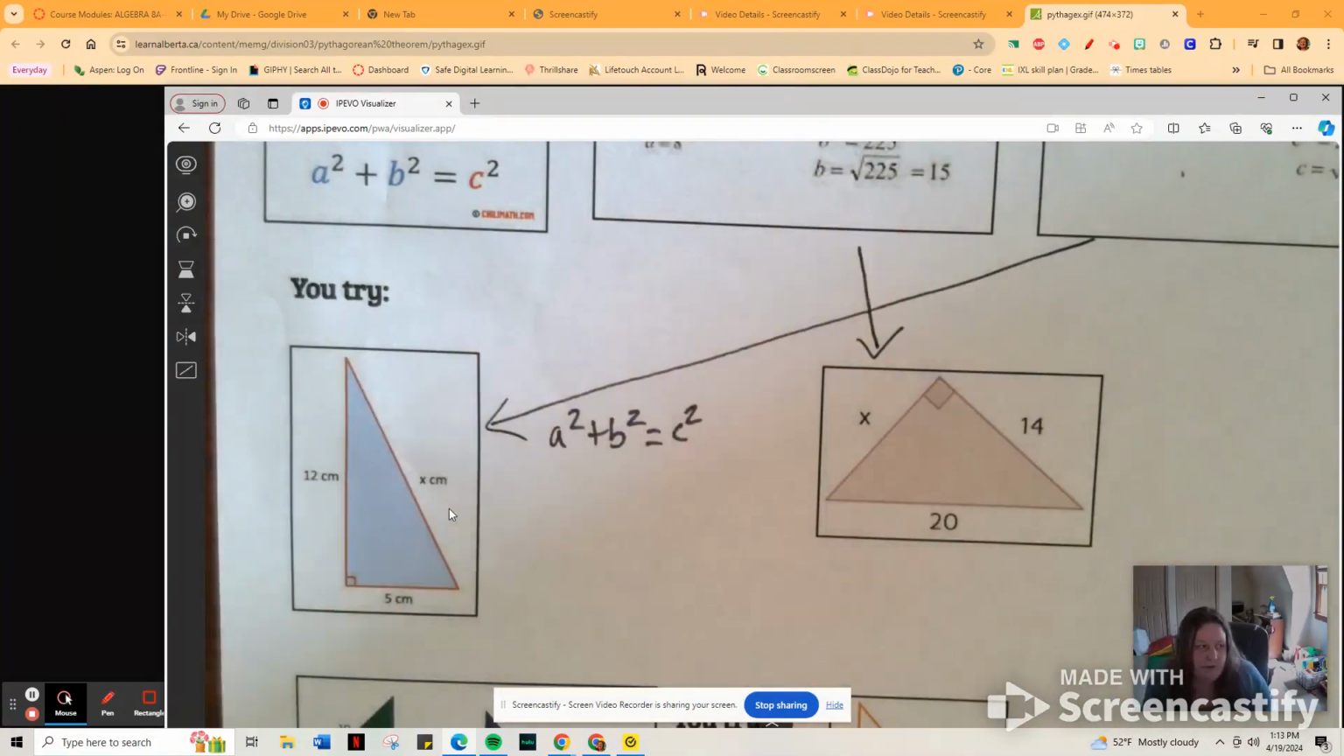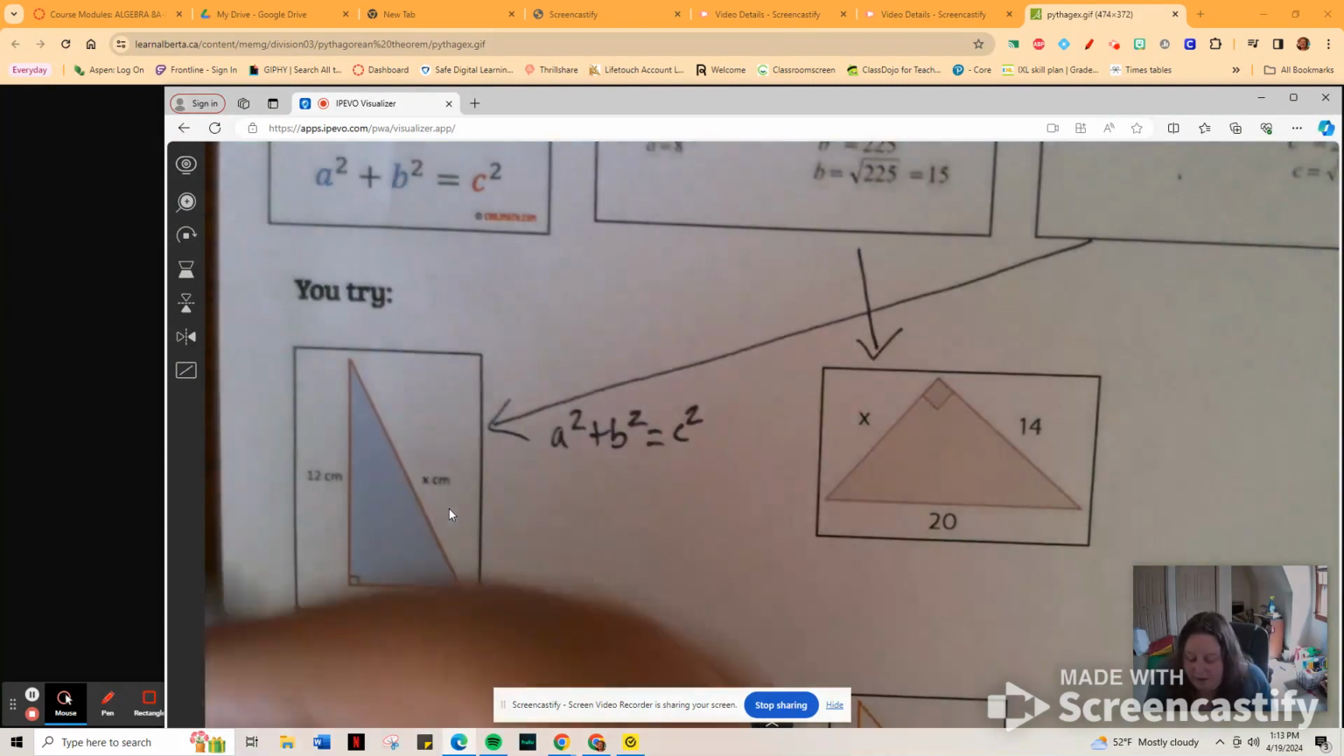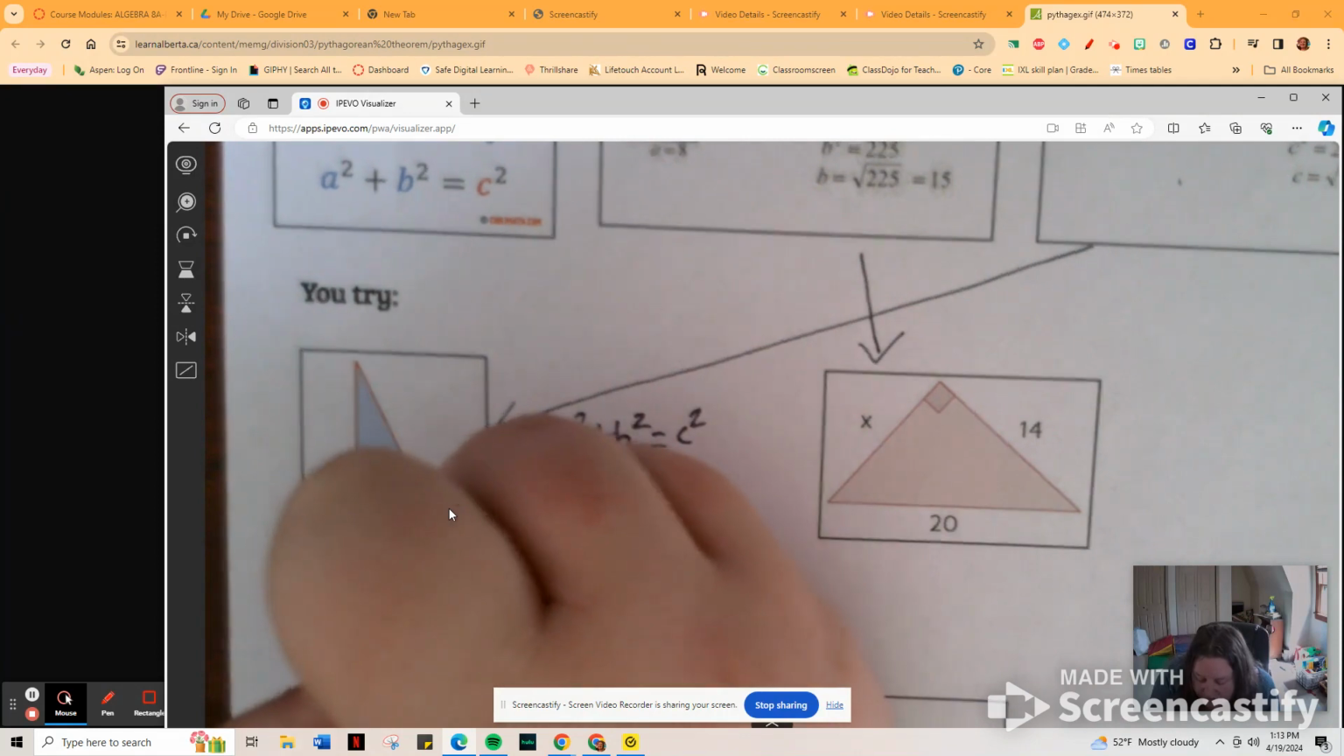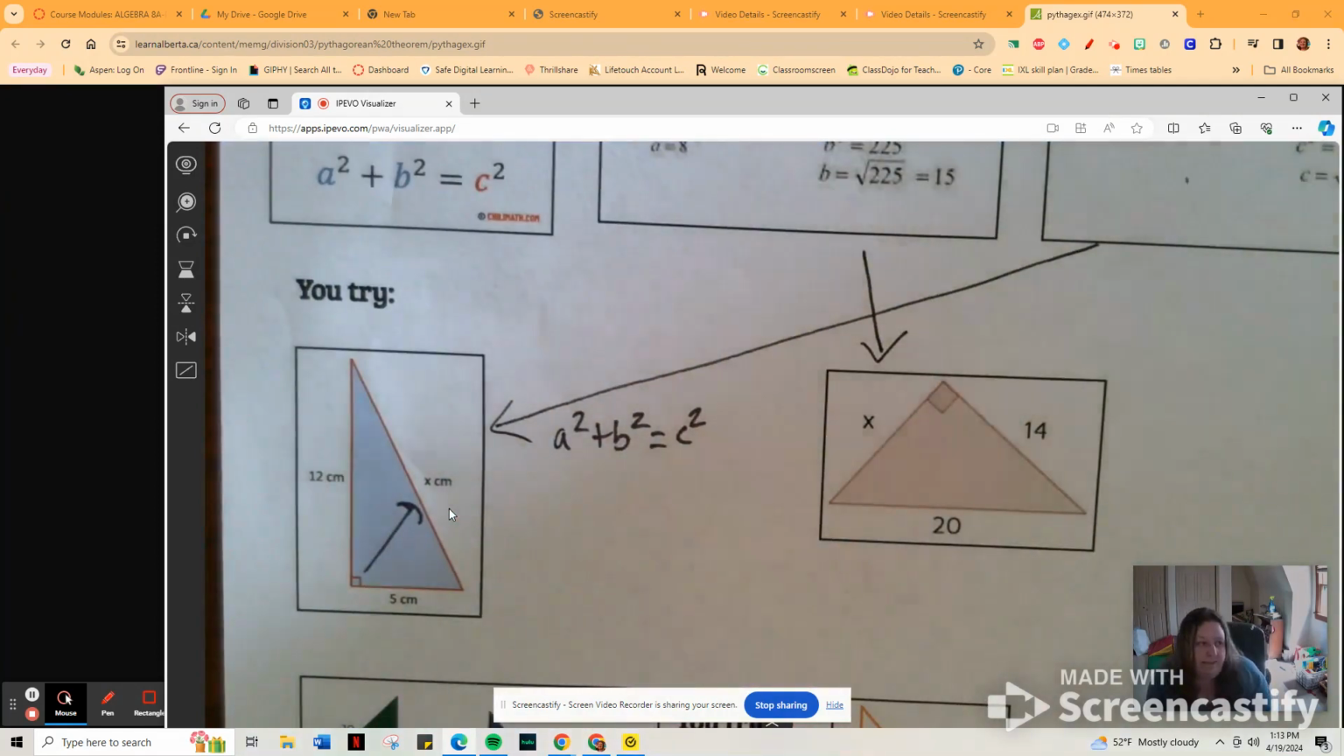So when I'm looking at this problem, another way to figure out where the hypotenuse is, if you draw an arrow from the right angle across to the opposite side, it points to your hypotenuse. So we're going to be solving for the hypotenuse in this problem. So that means 12 and 5 are legs.